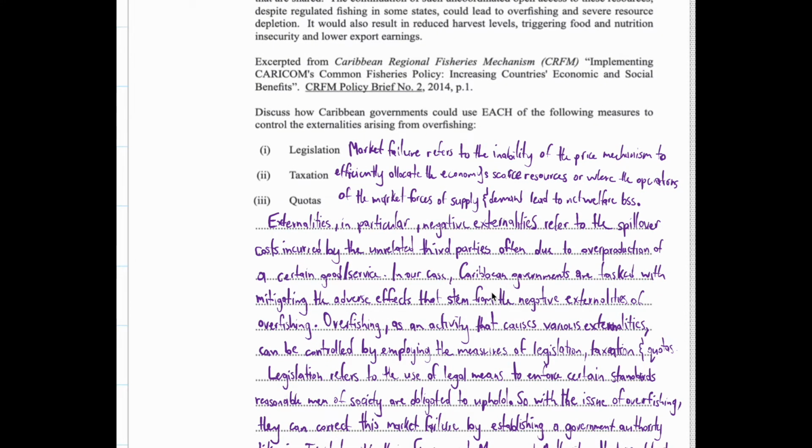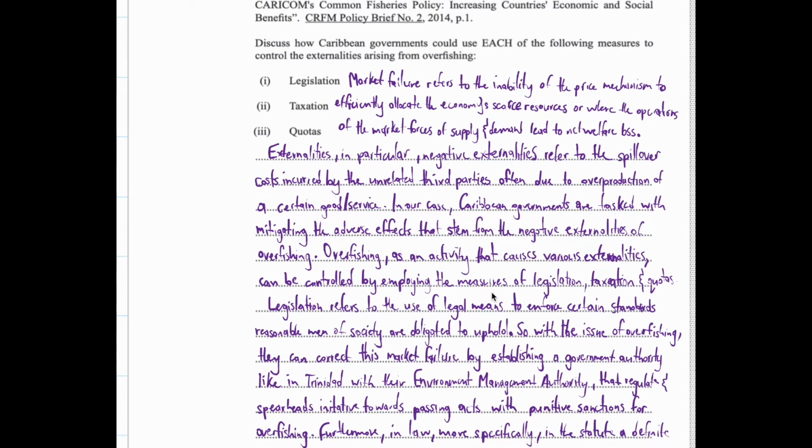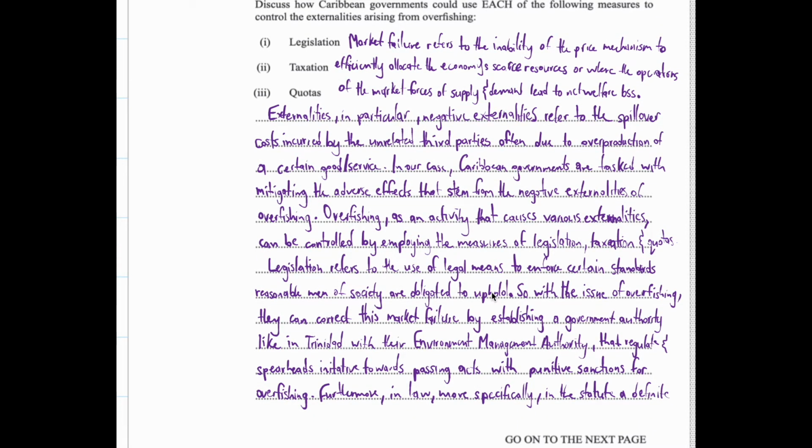We define legislation. Legislation refers to the use of legal means to enforce certain standards reasonable men of society are obligated to uphold. Okay. And so with the issue of overfishing, they can correct this market failure by establishing a government authority, like in Trinidad, with their Environment Management Authority. So yes, you can always drop in the example right there.